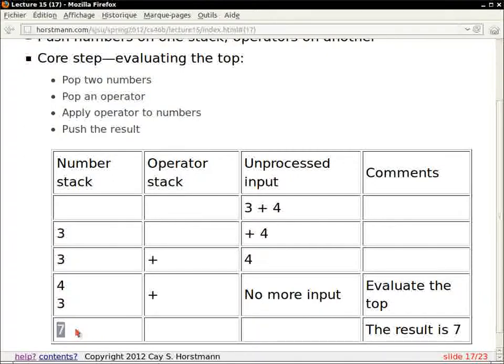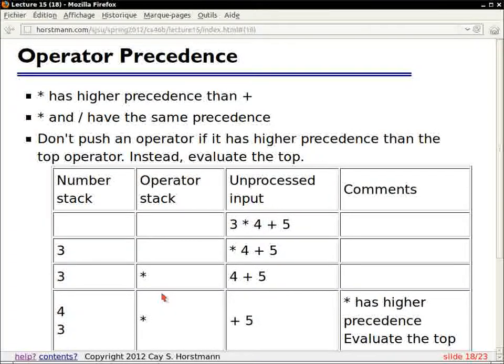But you have to nuance that a bit because when you deal with different operator precedences, the fact that multiplication should happen before addition, you need to work a little bit harder. So let's see how that works. So let's look at an expression like 3 times 4 plus 5. So we see the 3, we push it on the stack. We don't know what to do with it yet. We see the star, we push it on the operator stack.